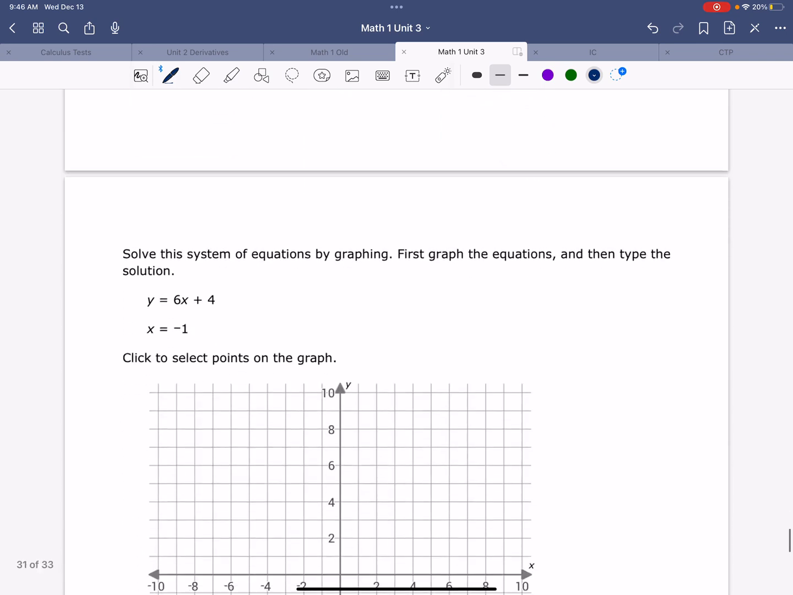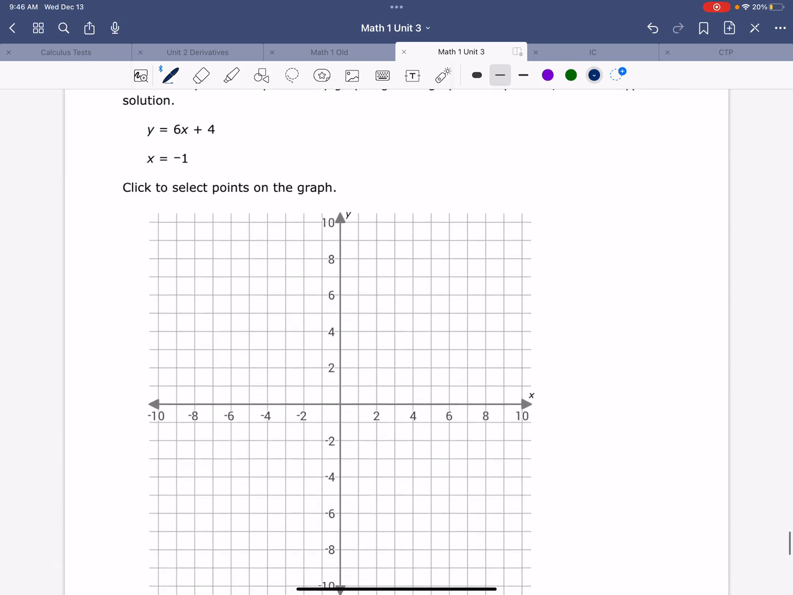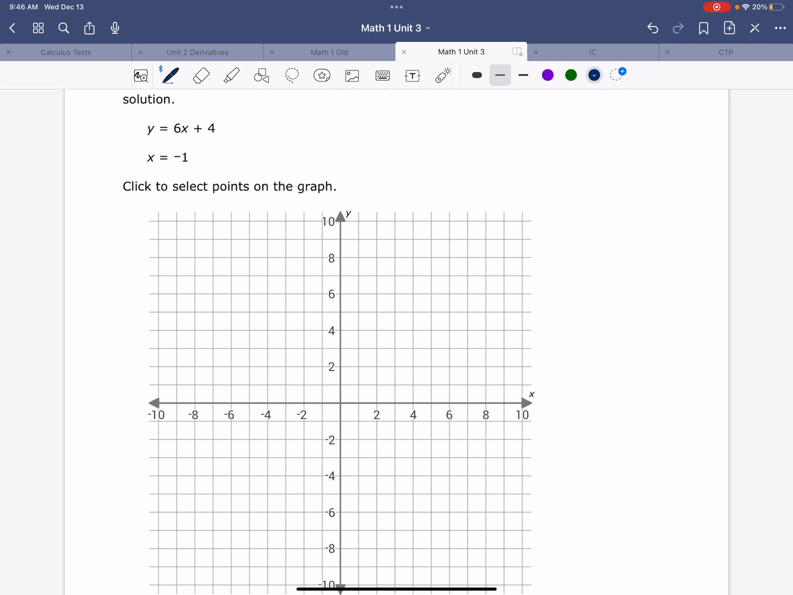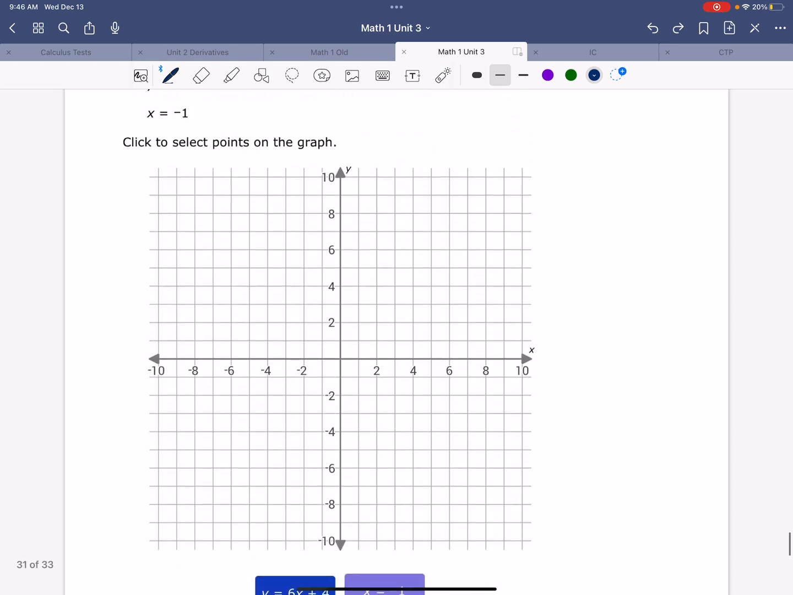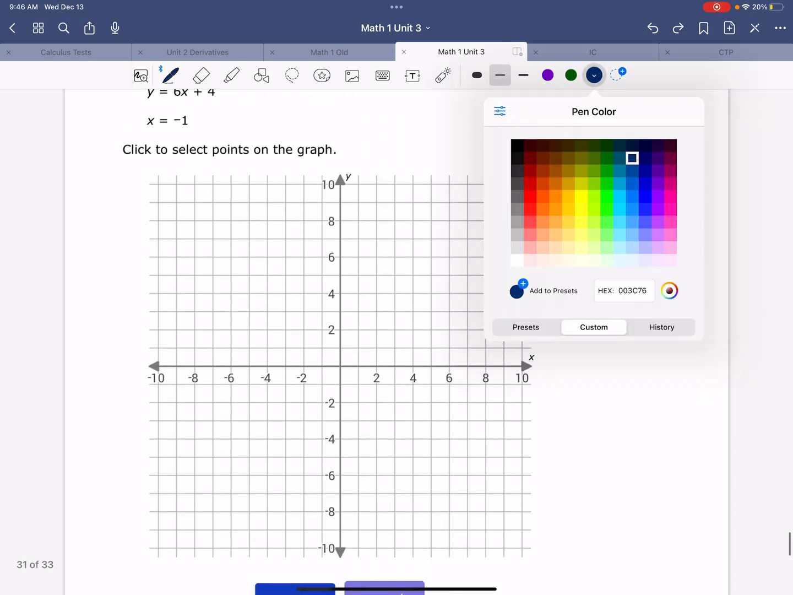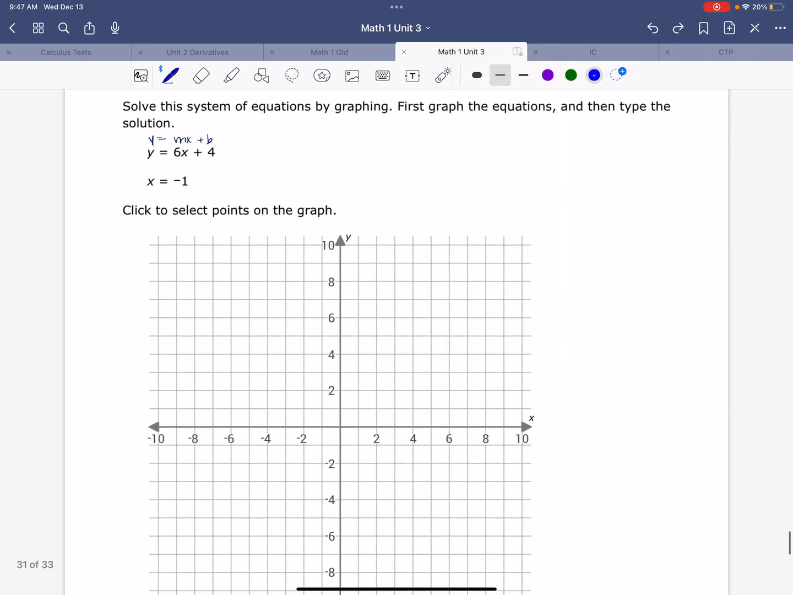Now some of you were asking, Mrs. Murphy, how in the heck do I do something when I have y equals, right? This is our slope-intercept form, y equals mx plus b. And what is this x minus 1? What does that tell me, right? That's in a different type of form. So before I answer that second question, let's go ahead and plot our first equation, which is this 6x plus 4.